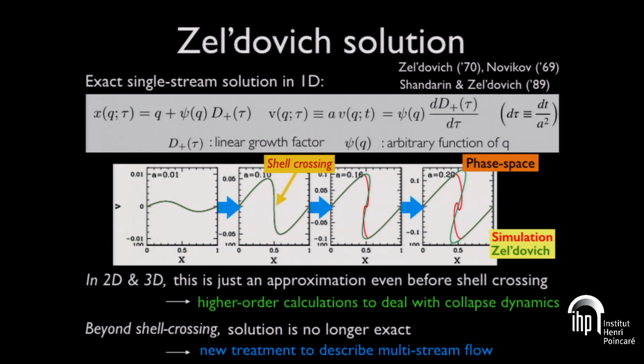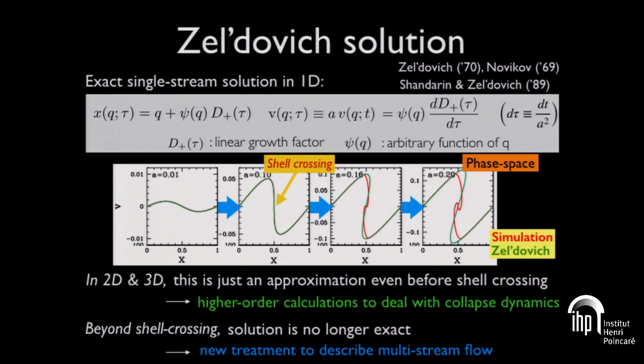shell crossing in 1D. So this is an illustrative figure showing the Zel'dovich solution coincides with a simulation indicated by the red line. But after shell crossing, this is no more exact, just an approximation. Then you see a big difference. Also, as I said, this is the exact solution only in 1D. If you think about a real three-dimensional world, then this is nothing but an approximation.